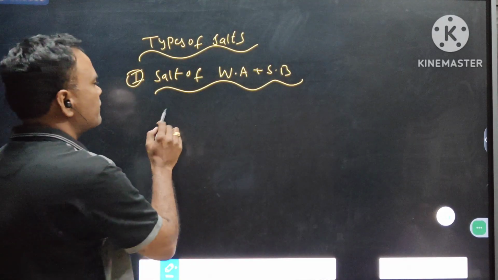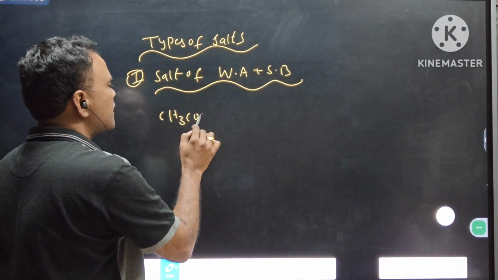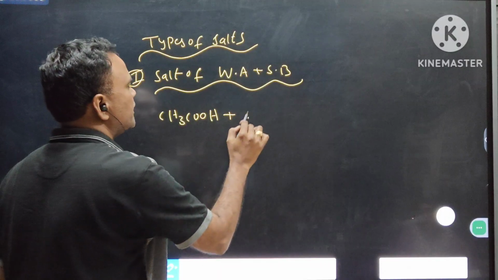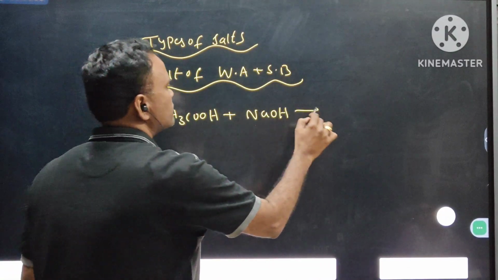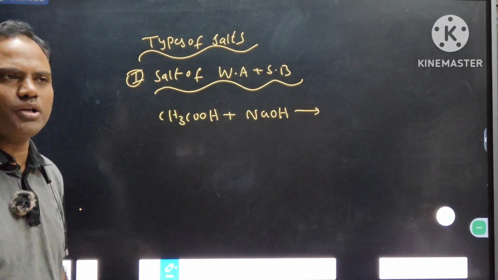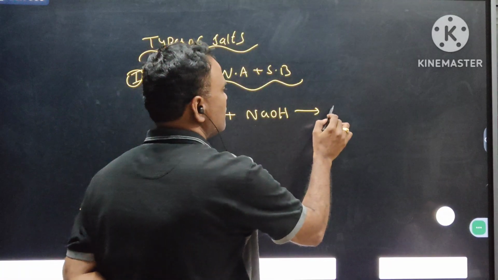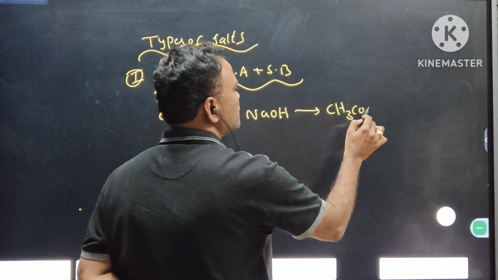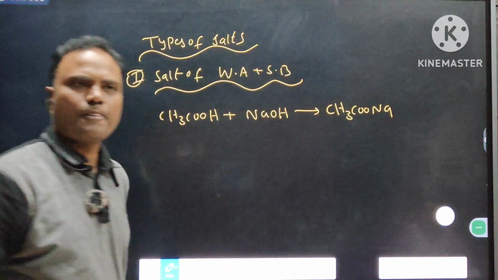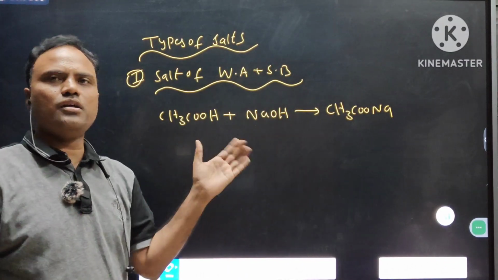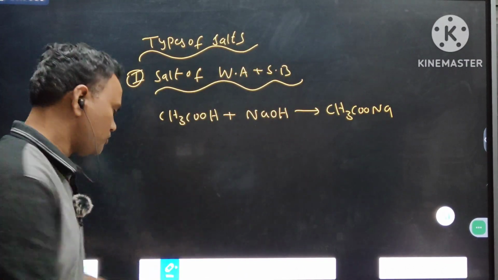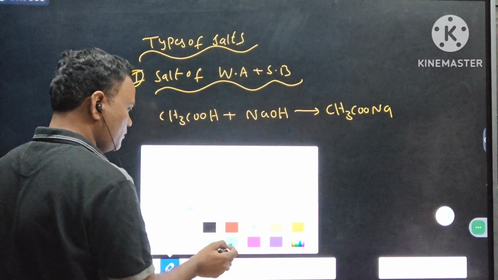I will give you one frequently coming example: acetic acid and NaOH. Then how to write the salt formula? Tell me the salt formula. CH3COONa. Remove water and join the remaining part. Remove water from this. How to remove the water?